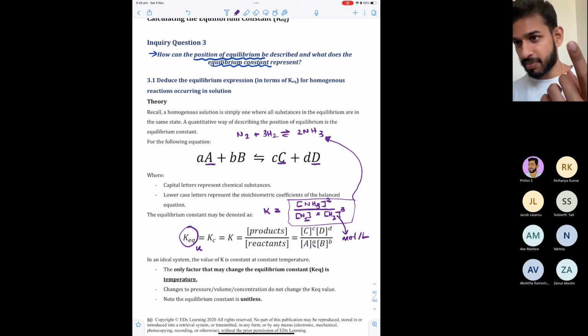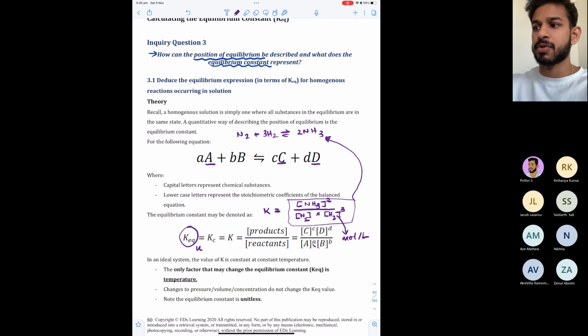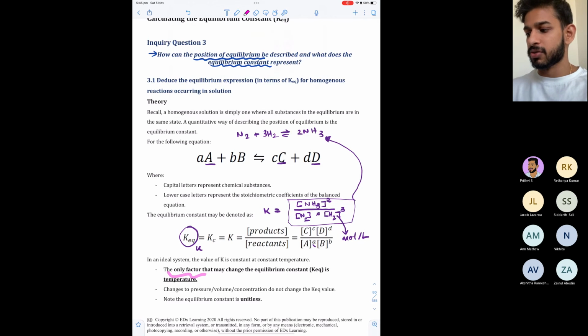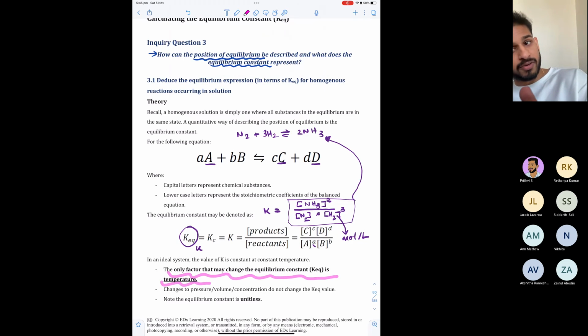Equilibriums can be affected by temperature, pressure, volume, and concentration, but it is only temperature that affects the K constant. Pressure, volume, concentration have no effect. And they will test this indirectly multiple times, at least in your trial exams or at least in your HSC exam. So with a red pen, with a highlighter, I want you to highlight, circle, underline, write this. The 1 factor that affects K is temperature.